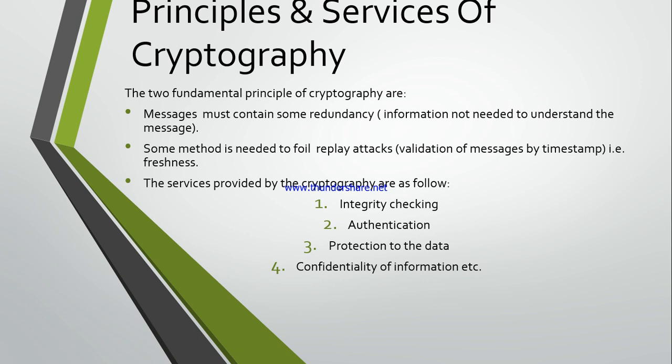The next one is protection of the data, and the fourth one is confidentiality of information. What is confidentiality? Preserving authorized restrictions on information access and disclosure, including means for protecting personal privacy and proprietary information. A loss of confidentiality is the unauthorized disclosure of information.